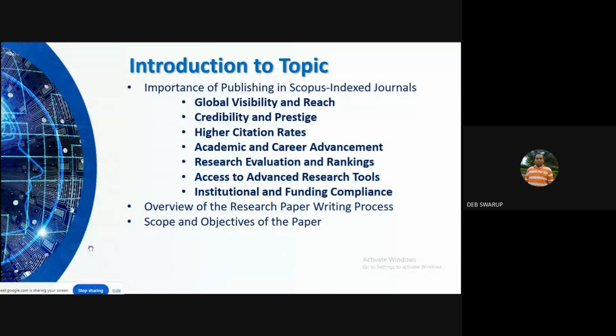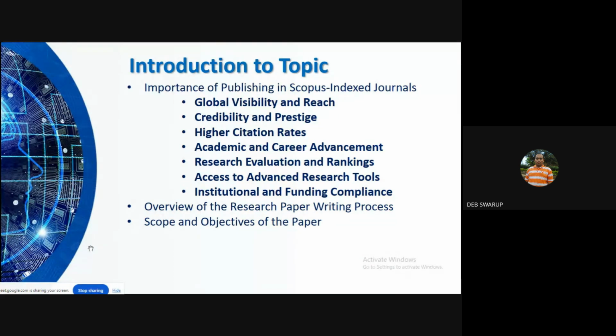On the next slide, we will go for the introduction to the topic. In the topic itself, I have said Scopus indexed journals. Why are we going for Scopus indexed journals? Why not any other type of indexing? We'll also discuss what other types of indexing are available to us. So let us discuss the benefits of Scopus indexed journals.